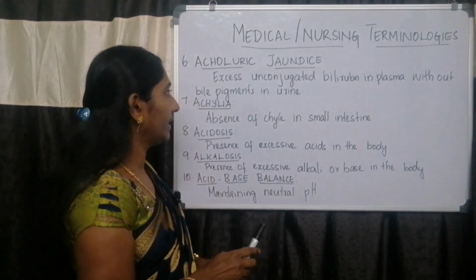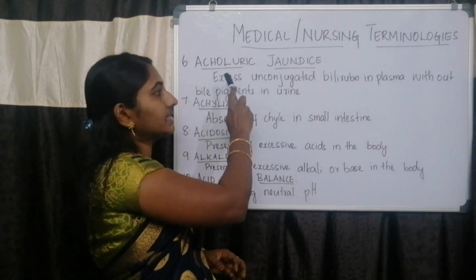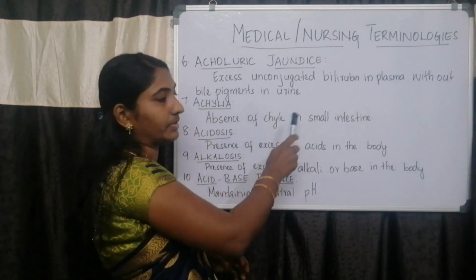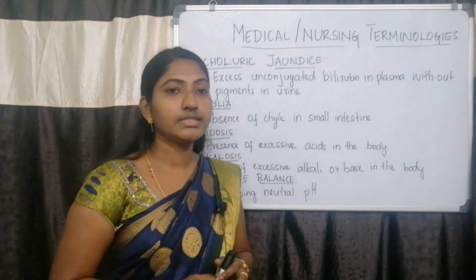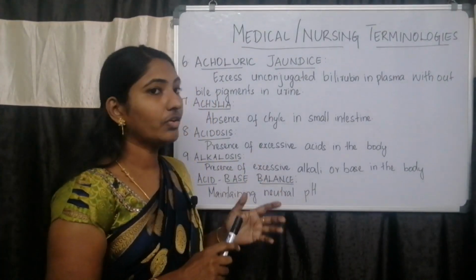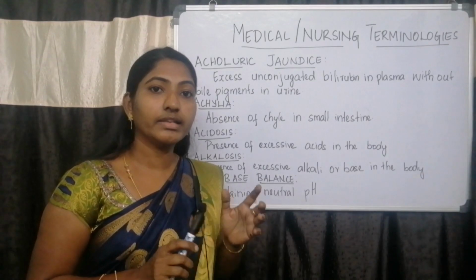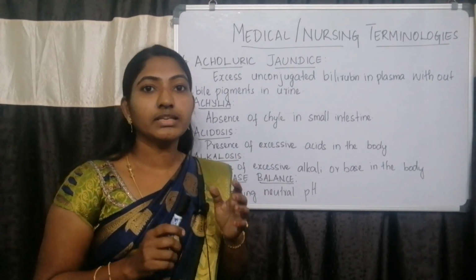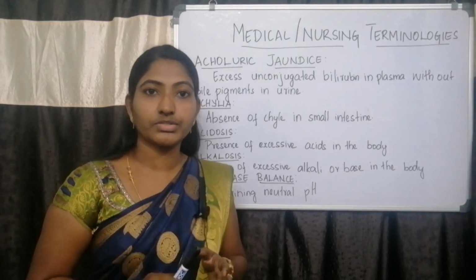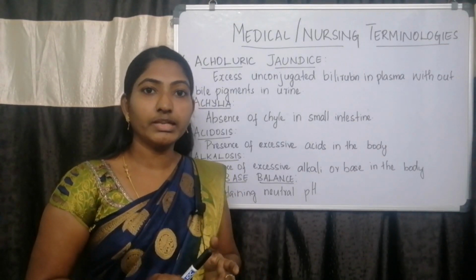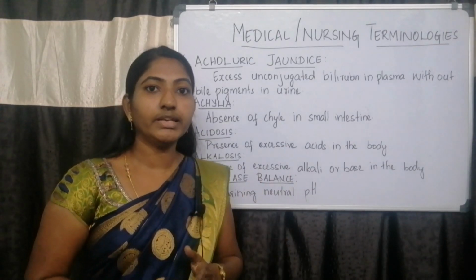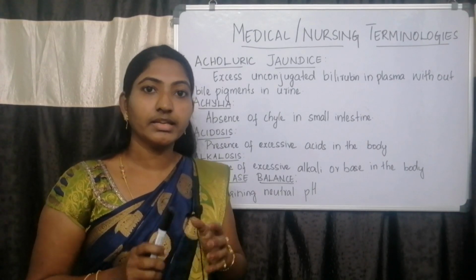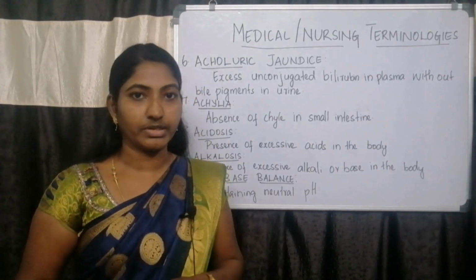The next one is Choleric Jaundice. Choleric Jaundice is a type of jaundice where there will be excessive unconjugated bilirubin in plasma without bile pigments in urine. Unconjugated bilirubin is fat soluble. It is not water soluble. Since it is not soluble in water, the unconjugated bilirubin cannot be excreted in urine. That is why in Choleric Jaundice, there will be no bile pigments present in the urine.